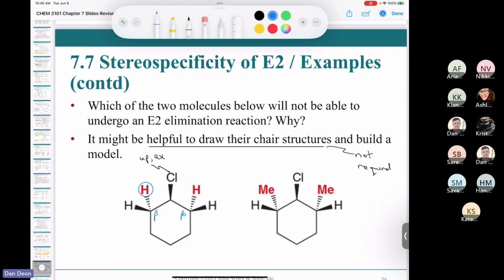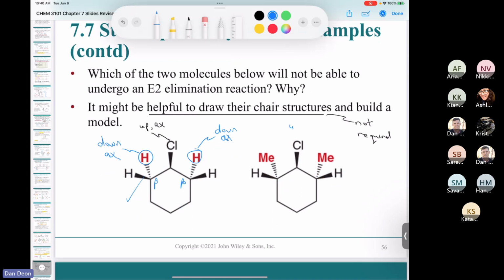It's axial, exactly. Because if you have up an axial, that means the next hydrogen is going to be down and axial. So that means that this one here is also down and axial. And so we could get an elimination occurring on this molecule. But if this chlorine is up and axial, that would mean that this is up and equatorial, and that this proton here is up and equatorial. And so an E2 reaction will not work on this molecule.